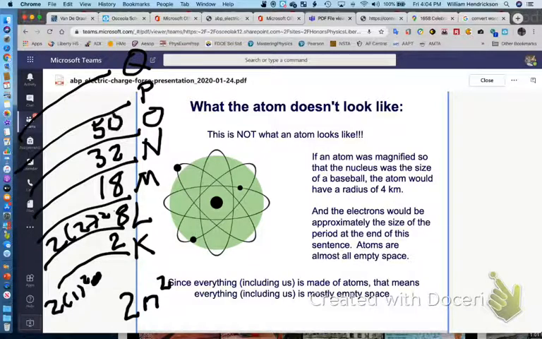P is 6. 6 squared is 36, times 2 would be 72. And then Q is 7. 7 squared is 49, times 2 would be 98. And so this was a basic or rudimentary way of determining how many electrons could be on each ring.